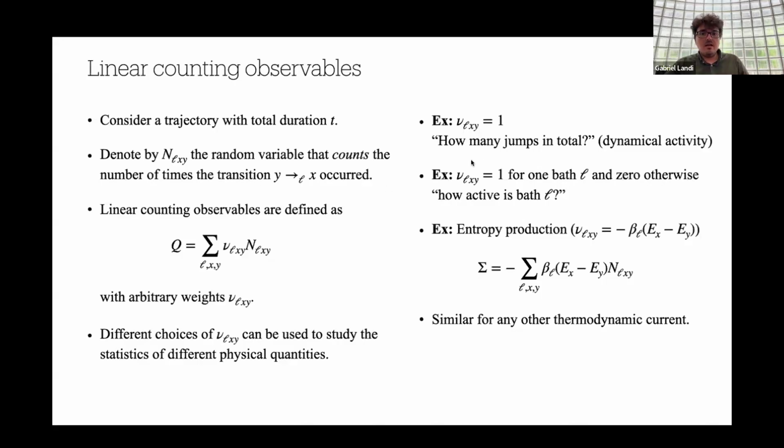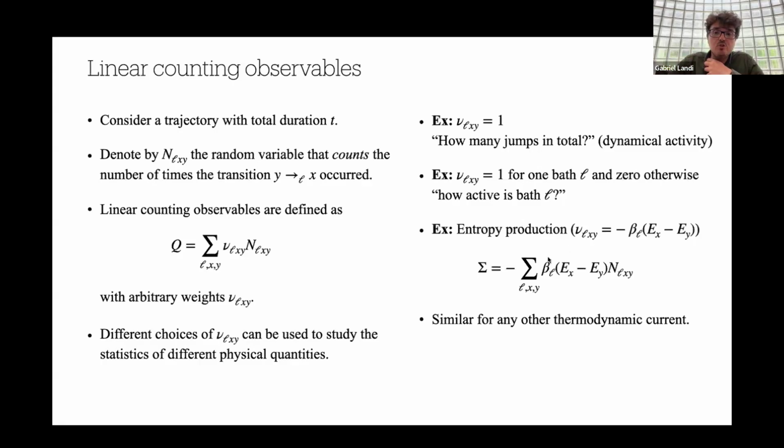On the other hand, if let's say you put nu to be 1 for one specific reservoir, and then 0 for all of the other ones, you're essentially asking the question, how active is that specific reservoir? So, which reservoir is clicking more than the other? And you can also then build thermodynamic currents.